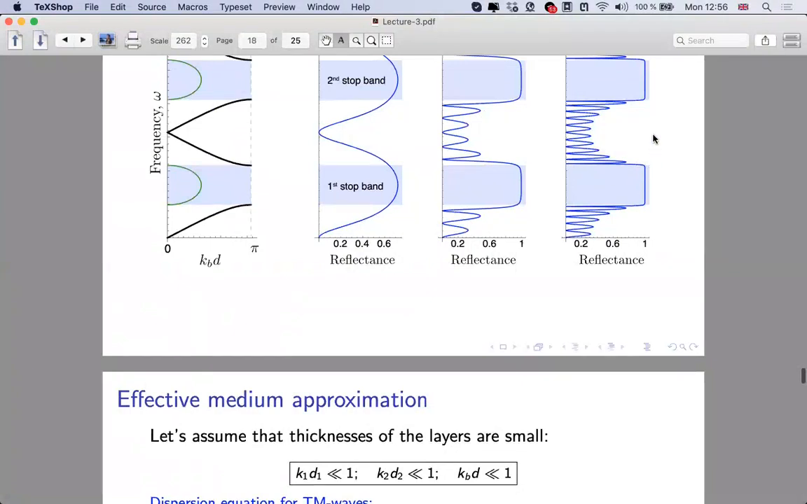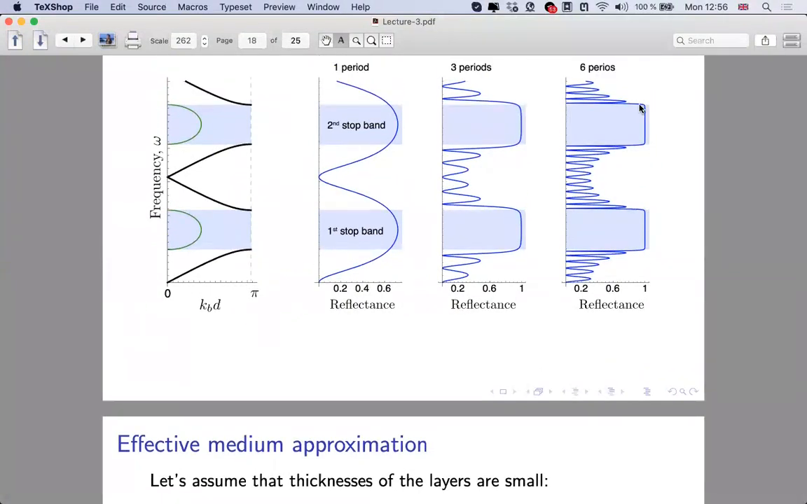And we will also estimate the width of the band gap. Today we found only the position of the band gap. But what is the width? What does it depend on? Is it 100 nanometers, 200 nanometers? So what is the width of the band gap? And how is it possible to increase this width of the band gap?